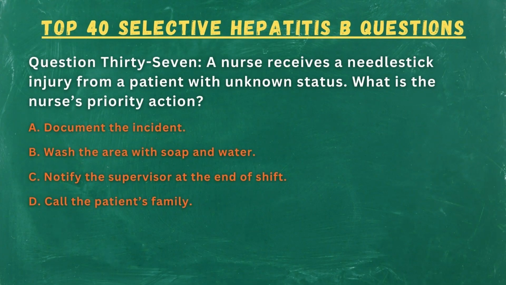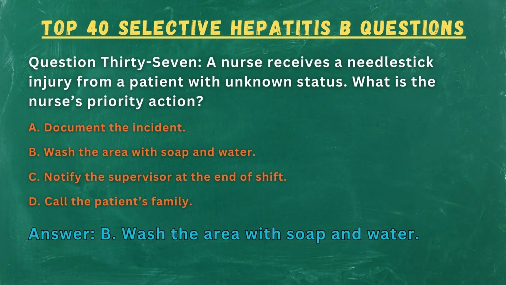Question 37. A nurse receives a needle stick injury from a patient with unknown status. What is the nurse's priority action? A. Document the incident. B. Wash the area with soap and water. C. Notify the supervisor at the end of shift. D. Call the patient's family. Answer: B. Wash the area with soap and water.